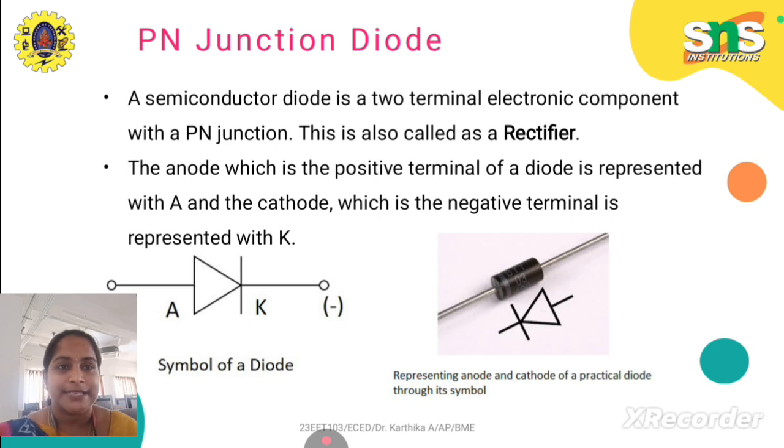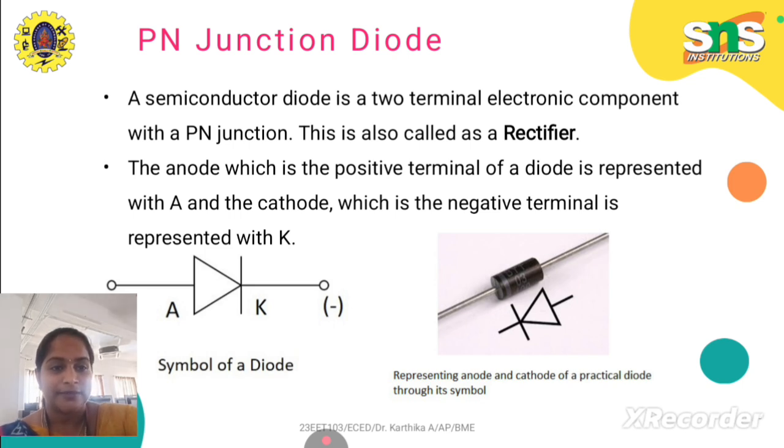See, in a PN junction diode, we have an anode as well as a cathode. A semiconductor diode is a two-terminal electronic component with a PN junction, which is also called a rectifier. Here we have A and K, anode and cathode. The anode is the positive terminal of the diode, and the cathode is the negative one. See the symbol: A is plus, K is minus.